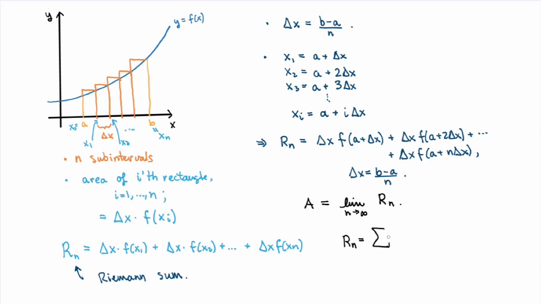So I'm going to introduce the notation that the sum here will be given by a big sigma. This is a capital sigma, a Greek letter. What this means is that I'm going to be summing between i equals 1 to n the expression delta x f of a plus i delta x. So what that means is that I'm summing this expression with the index i running from 1 to n. This is a much shorter notation for denoting this finite sum.